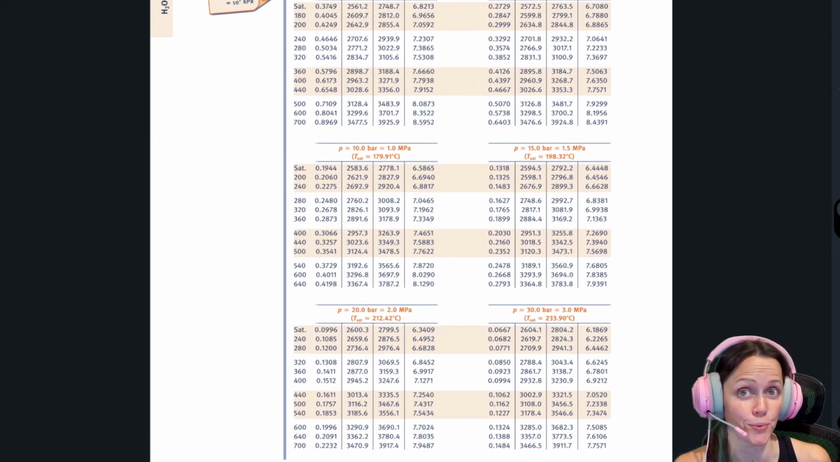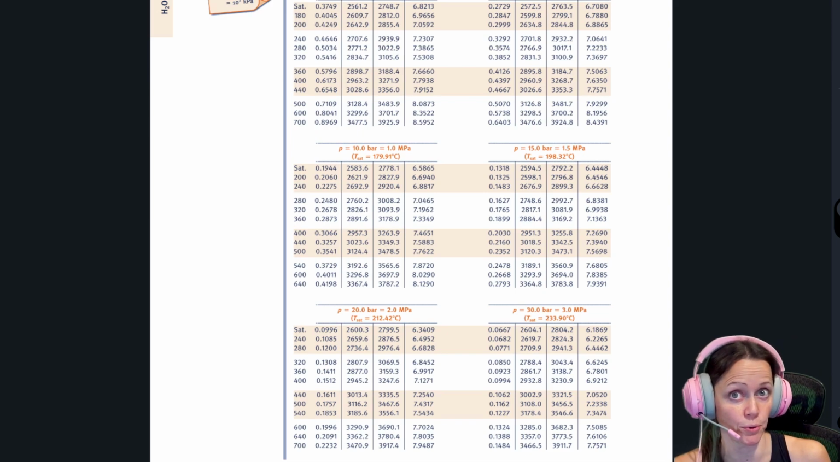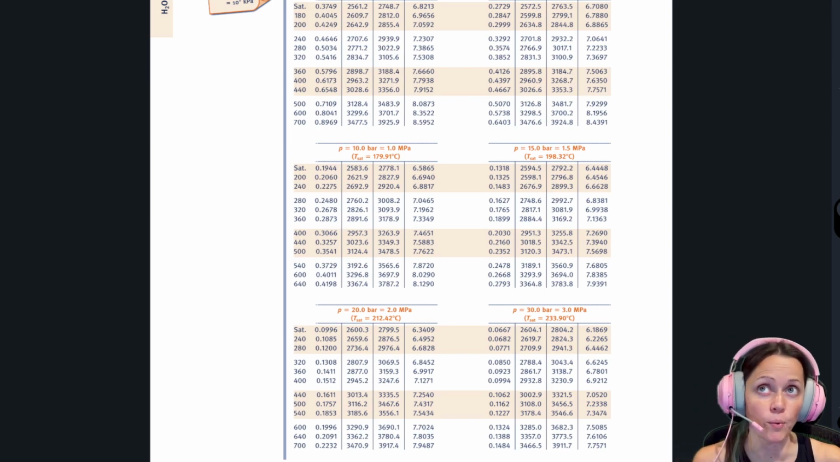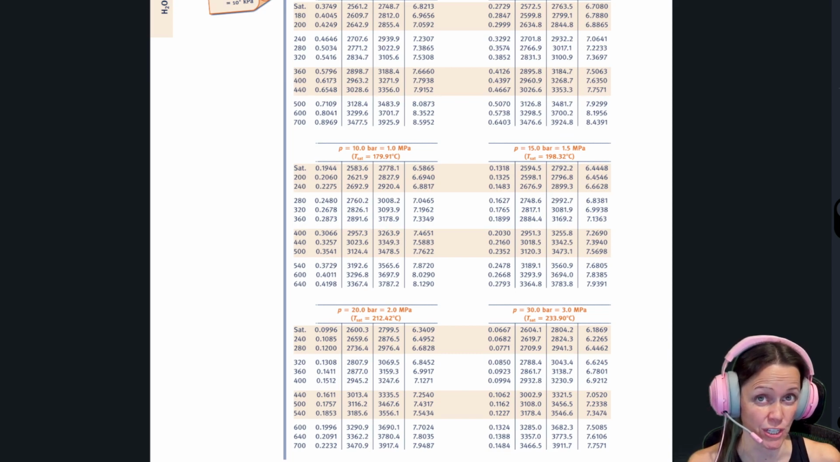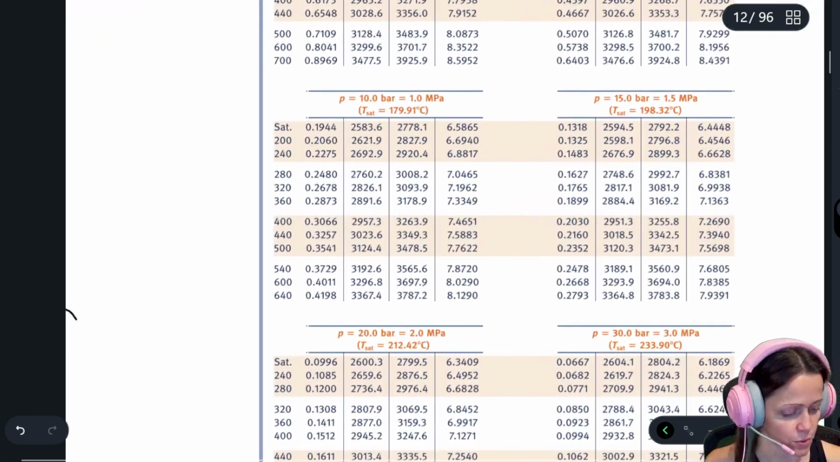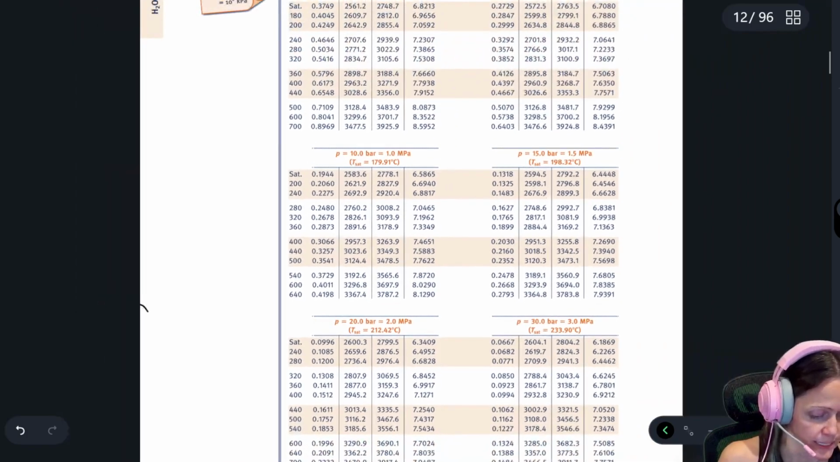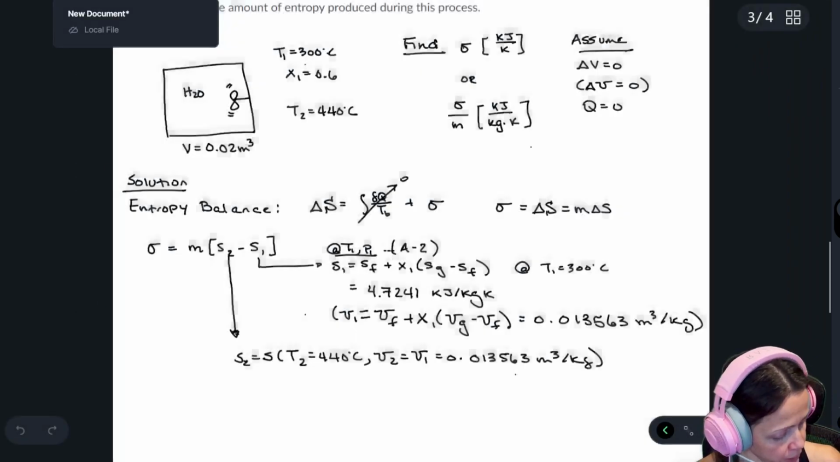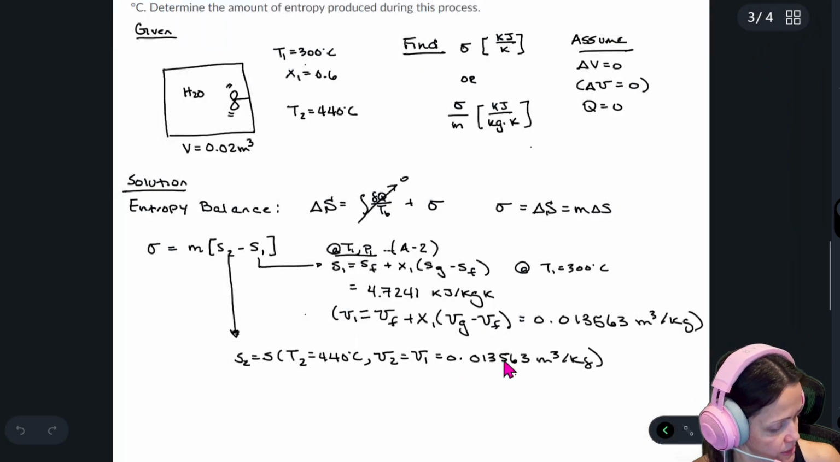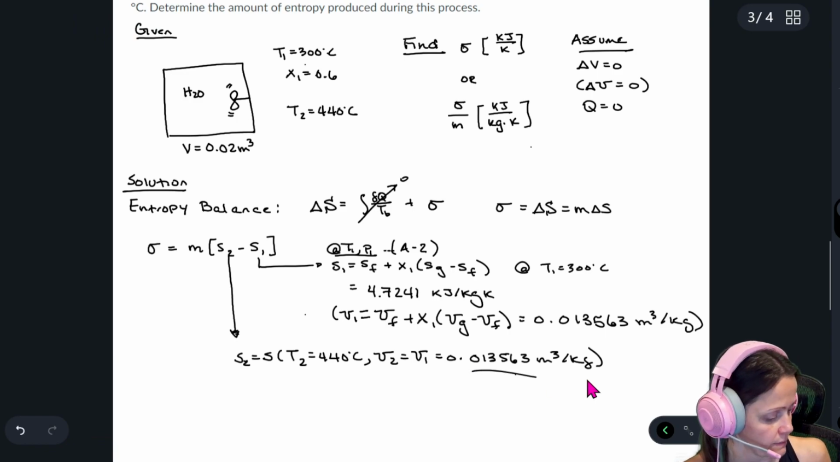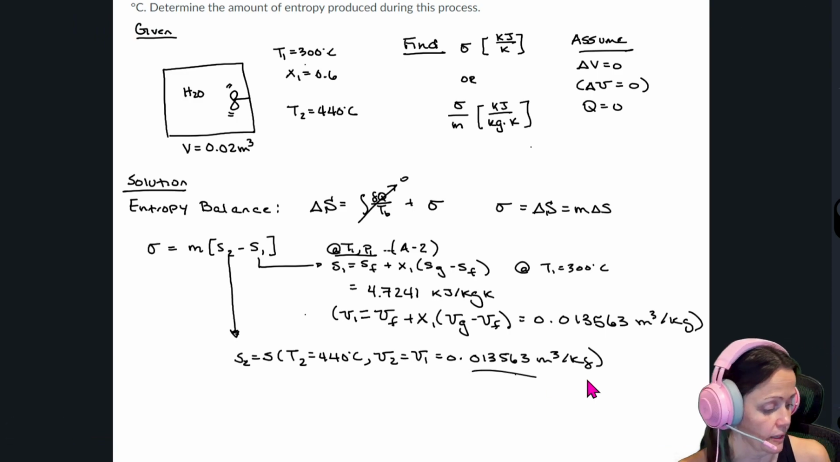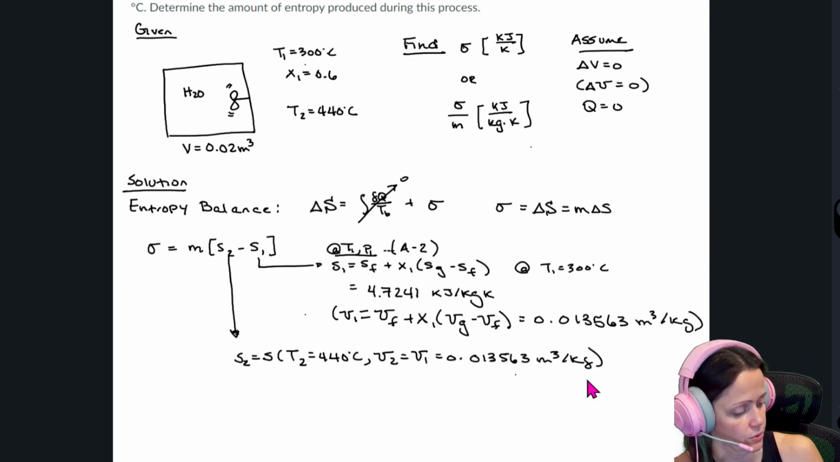So here's an issue where normally, okay, we know we're superheated, but now we have our temperature and our specific volume. And that is still enough to fix our state, even though it might not be obvious which one of those boxes corresponding to pressure I'm going to go to. So what I'm going to do is say, well, I know that my specific volume is 0.013 and change.